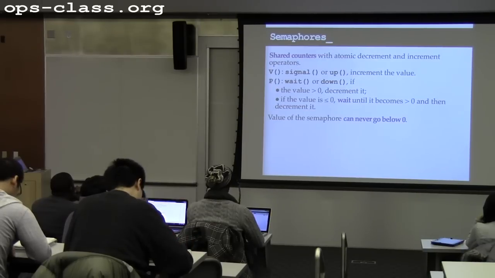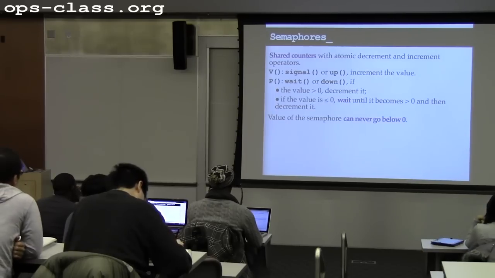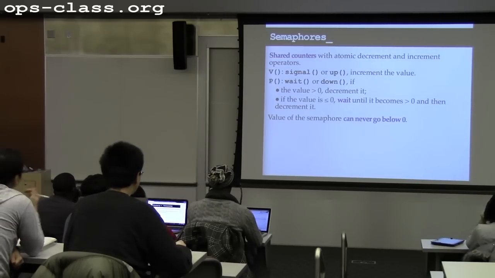Okay, so again, the semantics of semaphores are, if the value is greater than zero, I decrement the value and return. If the value is less than or equal to zero, I wait until it becomes greater than zero, and then I decrement it.